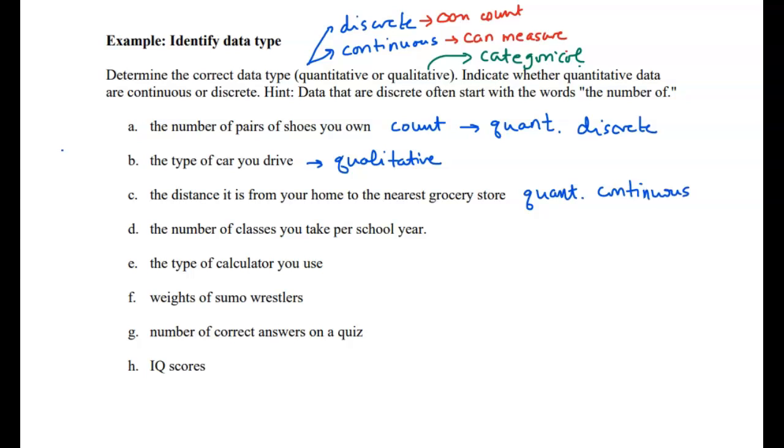D, the number of classes you take per school year. This is something you can count. I take 2, I take 3, I take 4. So it's quantitative discrete. Type of calculator you use. This is nothing you can count or measure, so this is qualitative.